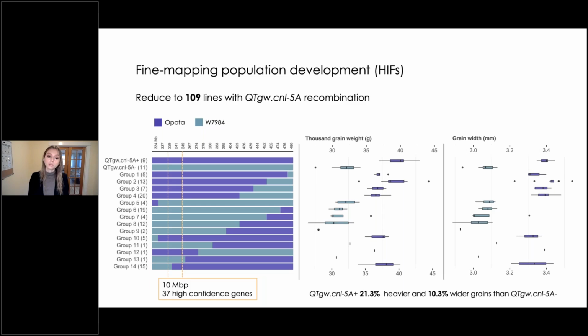And I'll also point out that in a homogeneous background genome, we got much finer phenotypic resolution. And in the HIF population, individuals that carried the OPATA allele across the 10 megabase pair QTL had 21.3% heavier grains and 10.3% wider grains as compared to the W7984 alleles at the QTL.